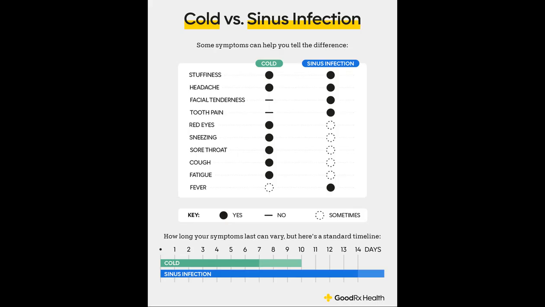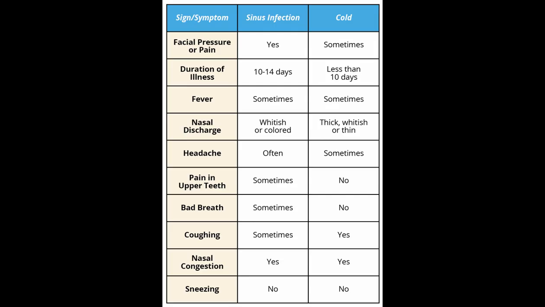Infection localization: sinus cavities versus upper respiratory tract. When distinguishing between a sinus infection, sinusitis, and a common cold, infection localization plays a critical role. Sinusitis specifically targets the sinus cavities, leading to symptoms such as facial pain, pressure, nasal congestion, and purulent nasal discharge. These symptoms often persist beyond the typical duration of a cold.